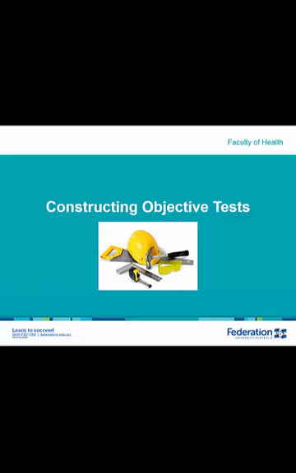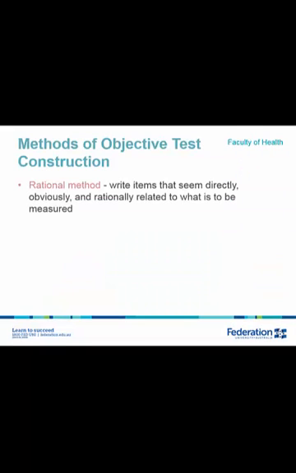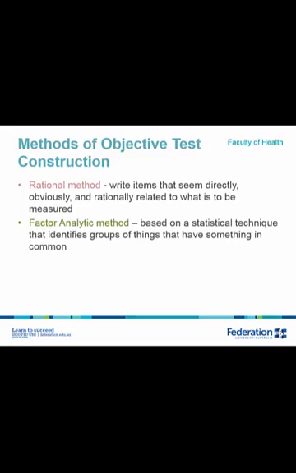And there are three main ways of constructing an objective test, and we'll look at them each individually now. So the first method is the rational method. This is where the questions asked seem to be logically and rationally reflective of what you're actually interested in measuring. We'll look at an example of a rationally constructed test in a minute. But I want to go on to briefly describe the next method, which is the factor analytic method.